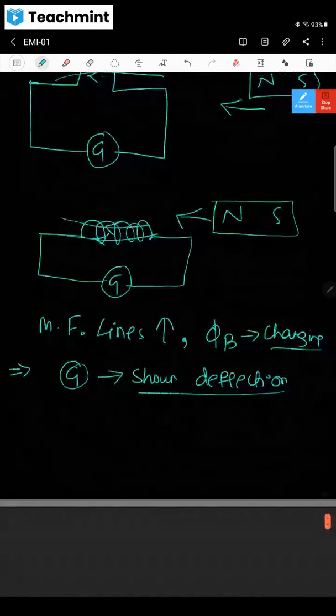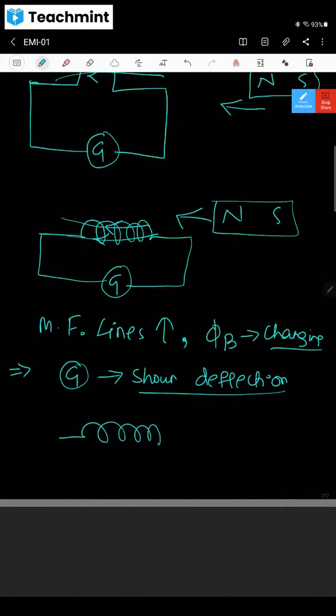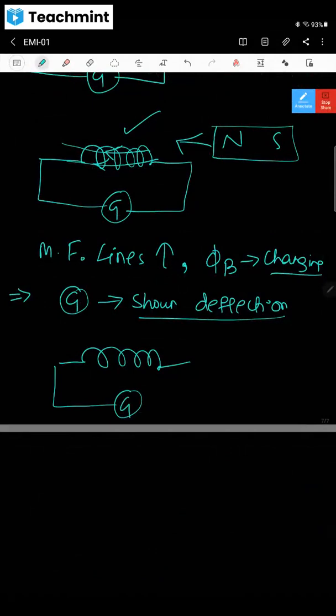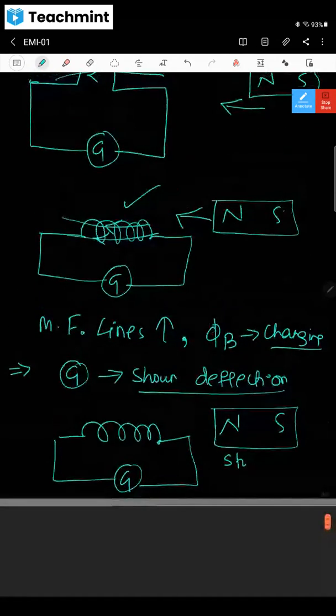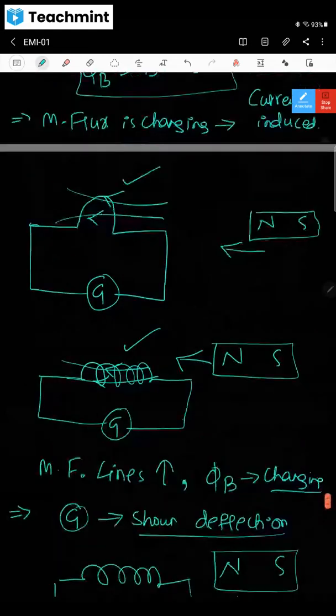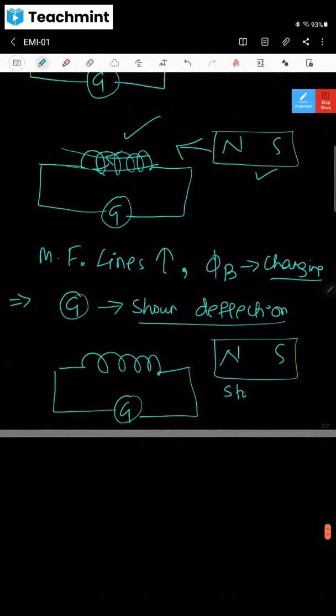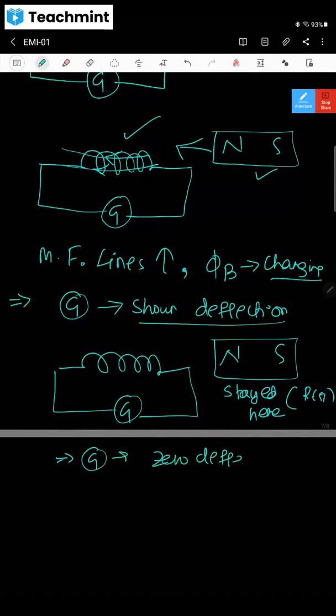Now after that, what they have done: the same solenoid or same coil, you can take either one, was connected with the galvanometer. The magnet was far away, and when they brought it to this place, the magnetic field lines increased. Now it stayed here, it is at rest. If it came to rest, they saw that the galvanometer showed zero deflection. It came to the zero point.